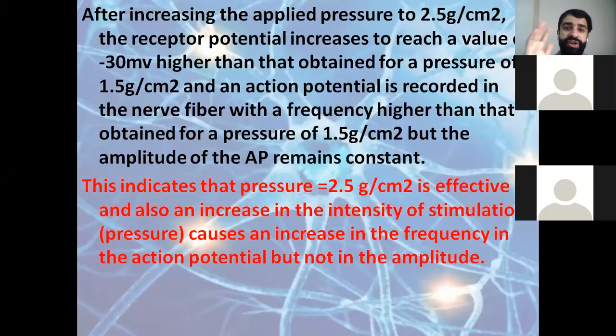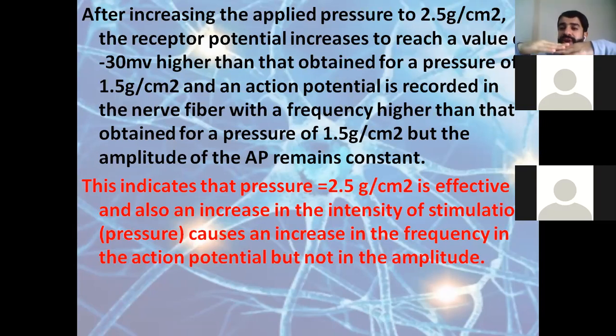Okay, but after increasing the applied pressure to about 2.5 gram per centimeter square, what happened? The receptor potential increases to reach a value of about minus 30 millivolts, higher than the one obtained in the case of 1.5. So we have action potentials with a higher frequency than the one for 1.5. Here the frequency increases, but the amplitude of the action potential remains constant. This explains that 2.5 gram per centimeter square is also an effective stimulus. An increase in the intensity of stimulation causes an increase in the frequency and not an increase in the amplitude, since the amplitude remains the same during the whole experiment.